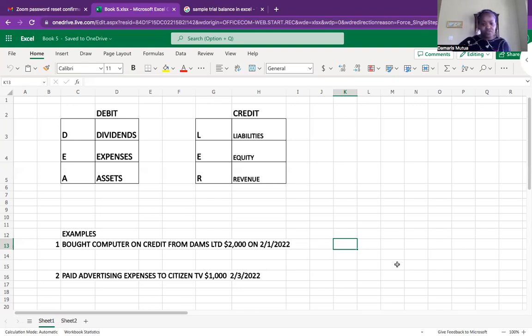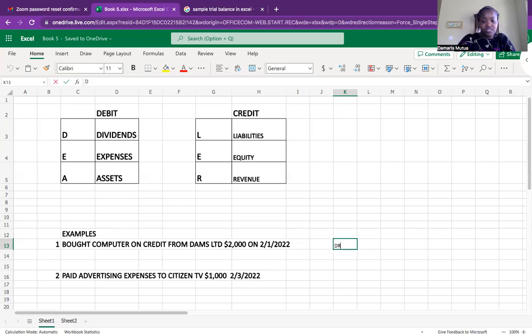So I want us to look very fast at two examples. Then I take you through how to post these two journals. So the first example is we bought computers on credit from Dams Limited, $2,000, and this is on February 1st, 2022. So how do we post this?